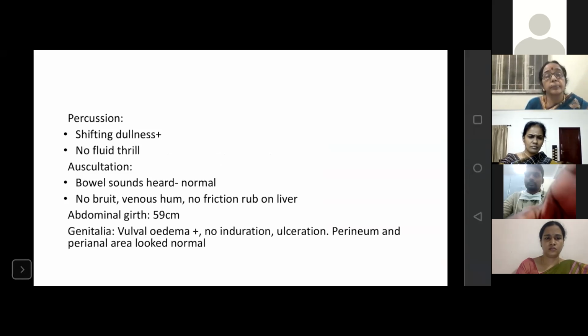On auscultation, bowel sounds were normal. No bruit or venous hum was heard. There was no friction rub of liver. The abdominal girth was 59 centimeters, grossly distended. Genitalia showed vulval edema, as already mentioned. There was no induration or ulceration. Perineum and perianal area looked normal. There were no ulcerations or excoriations.